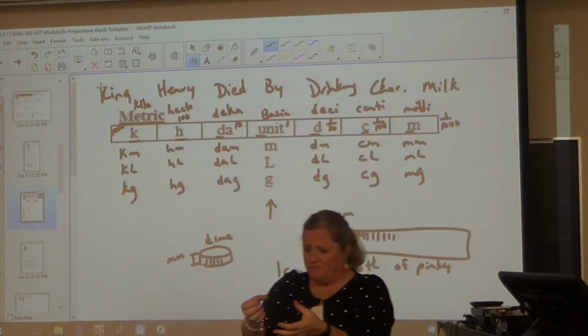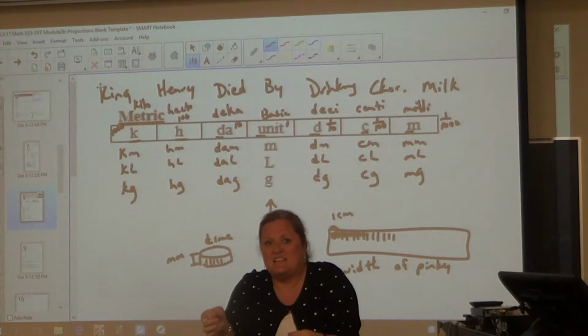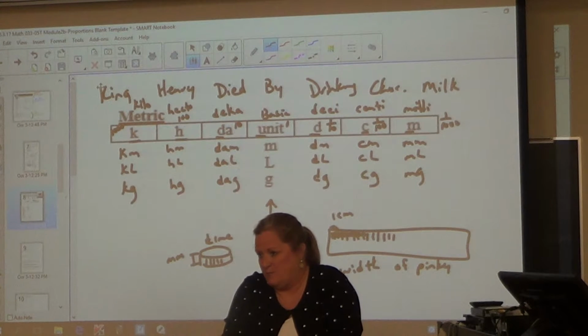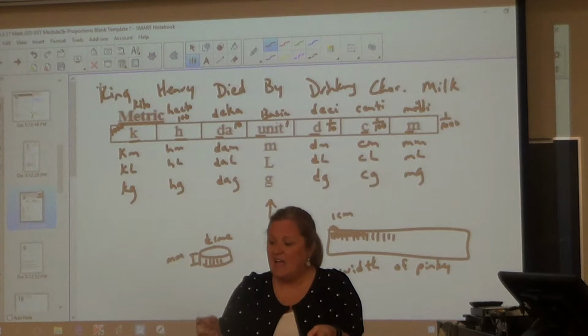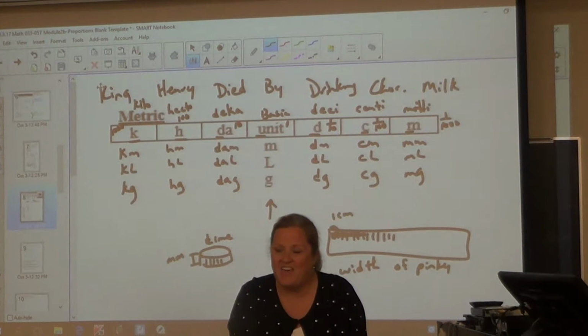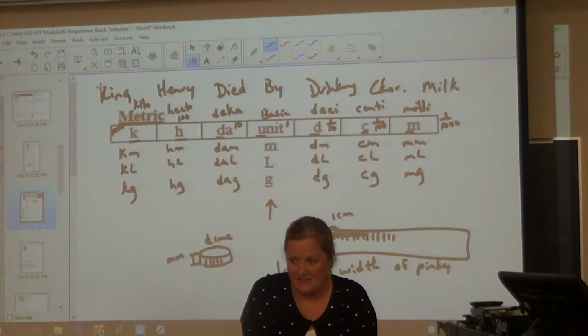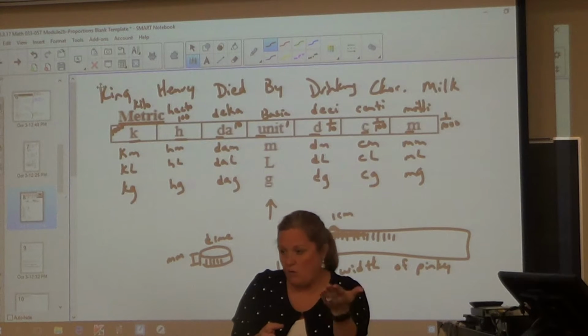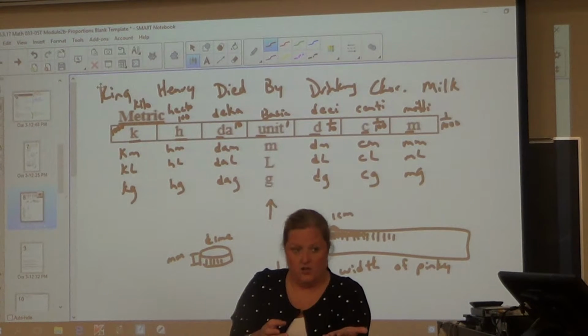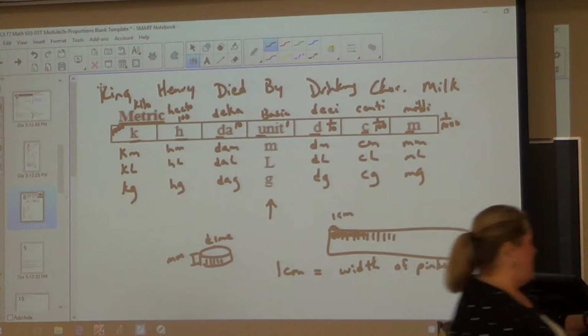Milligrams, that's about the weight of a piece of sand. Because you're taking a paper clip and cutting it into 1,000 pieces, and you're saying, how much does that weigh? None.